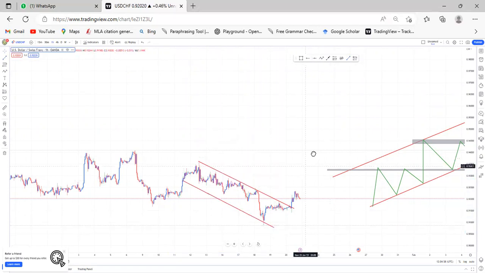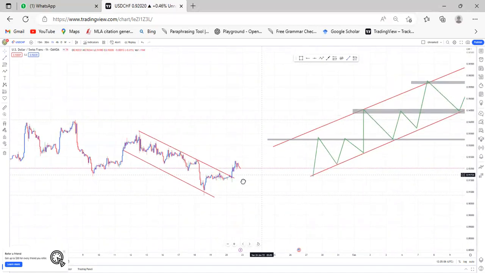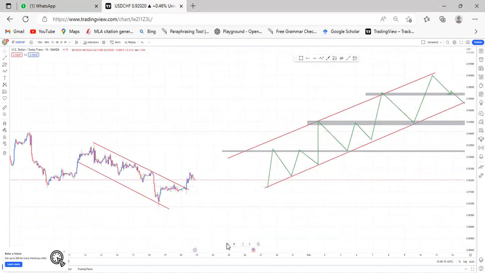Now you can see, this market was trending to the downside. So a breakout of the trend symbolizes trend reversal or maybe a possible new trend.